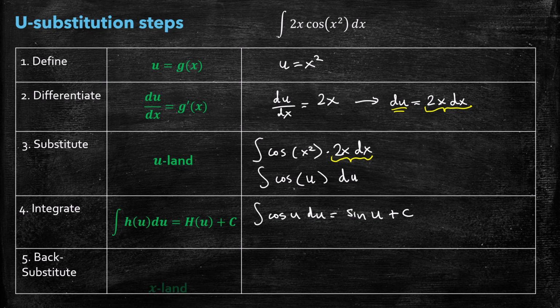So we're coming back from u land into x land now. And we know that sine of u, well, u was x squared. And we still have the plus c, and that's our final answer. And now a good tip here is to always check your answer by actually taking the derivative. So remember, if you do d by dx of this, you would get cosine x squared times 2x, and the c would disappear, and it gets us to the original integrand, which was 2x cosine x squared.